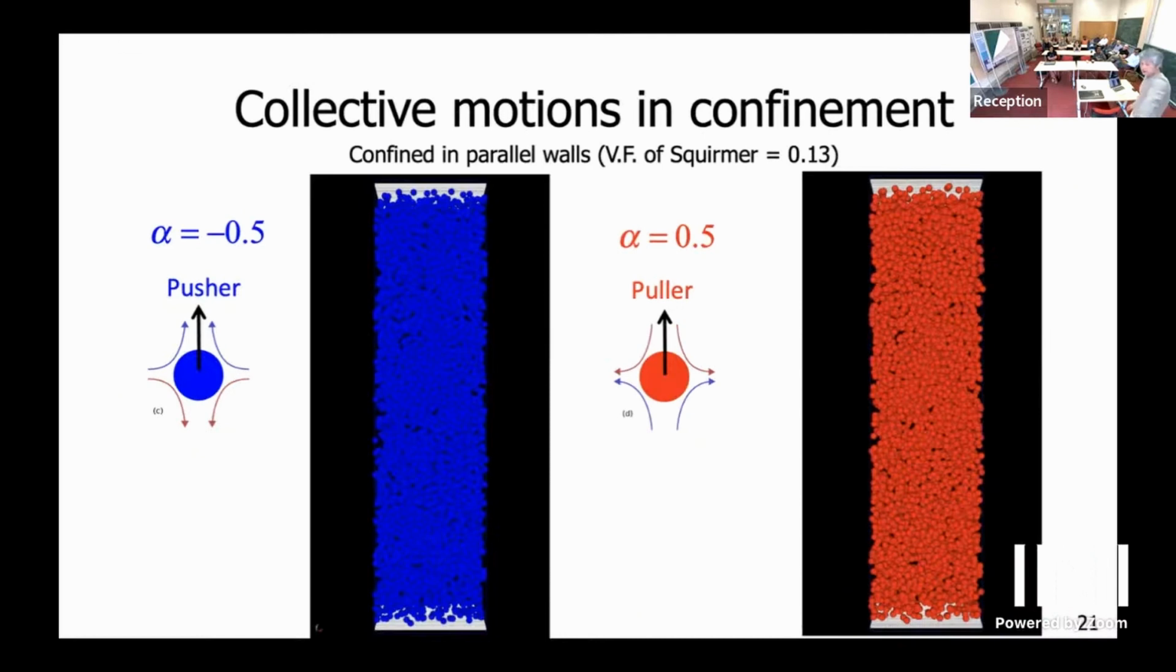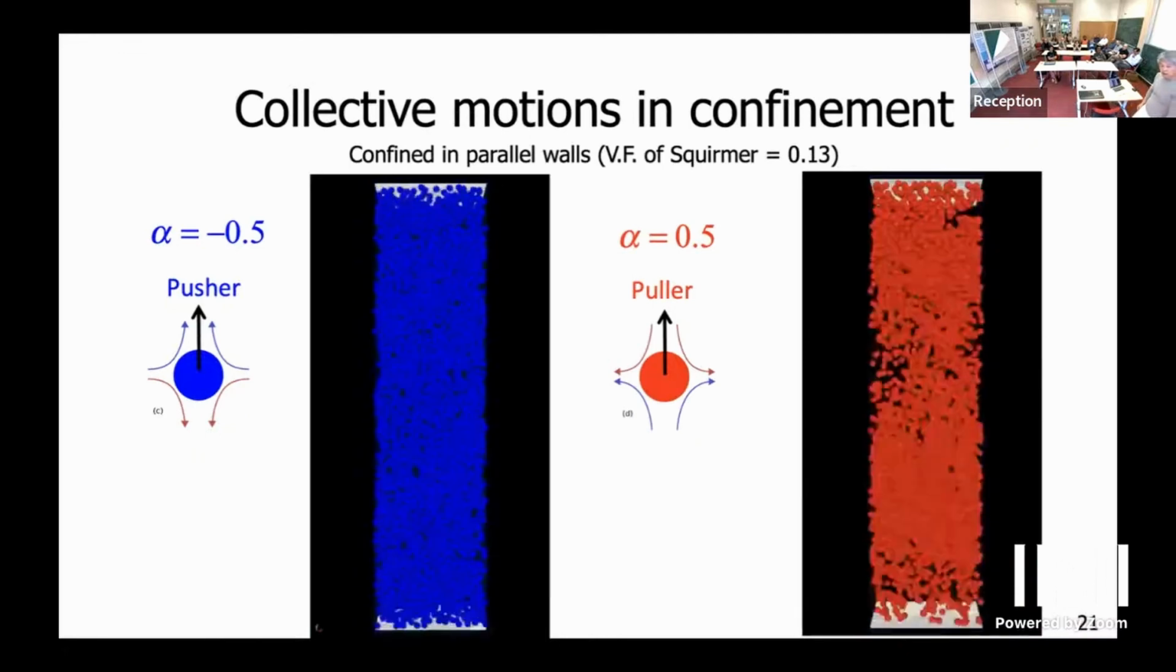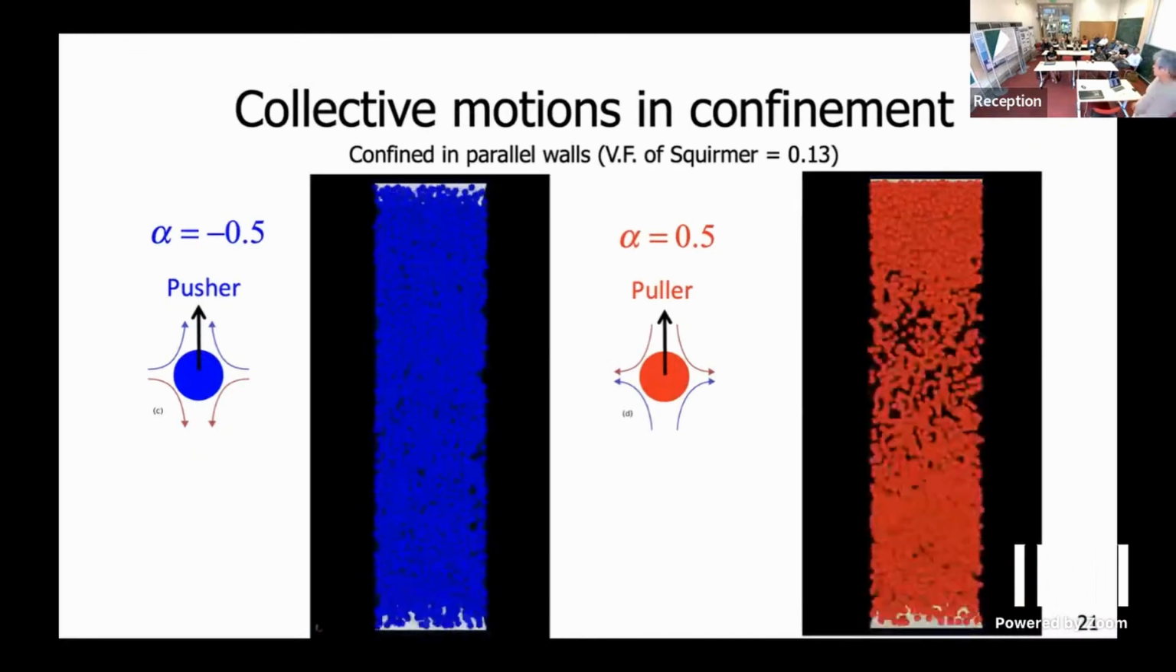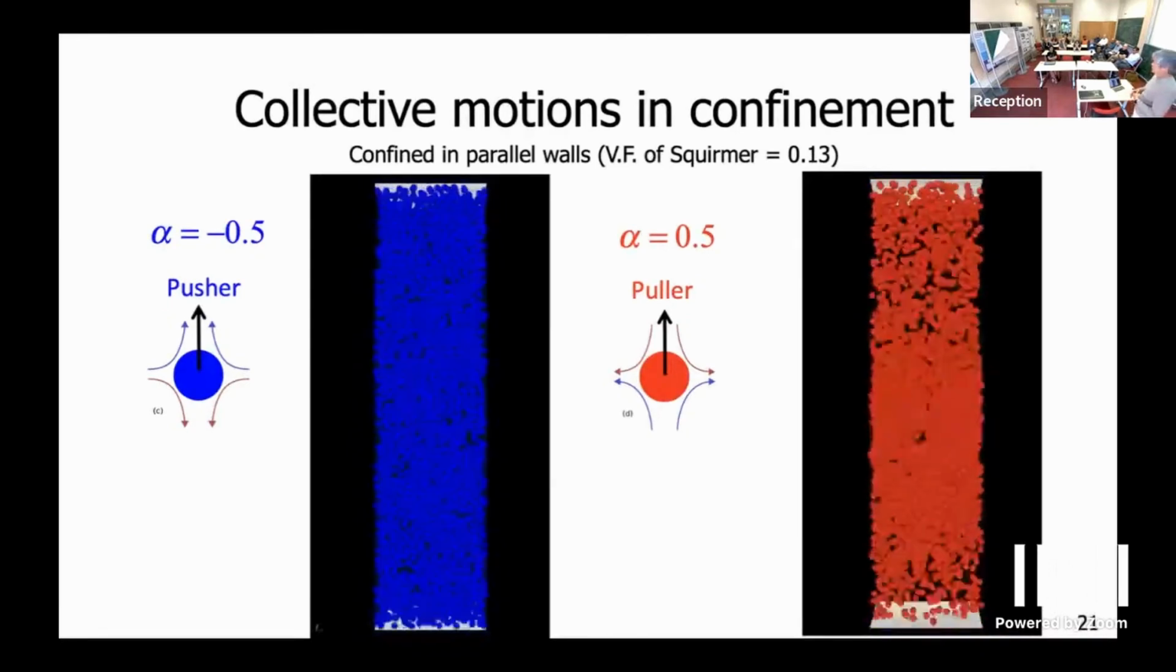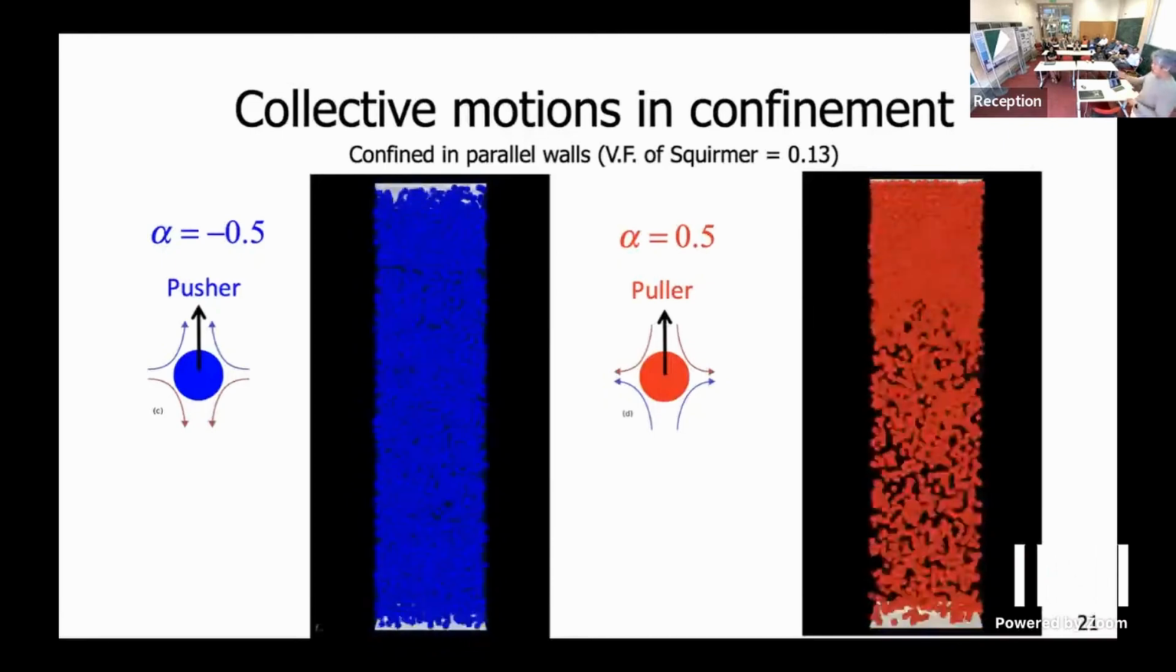This is the same system as the previous one. We confined many pusher particles and puller particles in a parallel plate. Then you can see what happens. The difference is only that this one is a pusher and this one is a puller. For the pusher, nothing really happens. The microswimmers tend to collide in a kind of random manner from beginning to end.